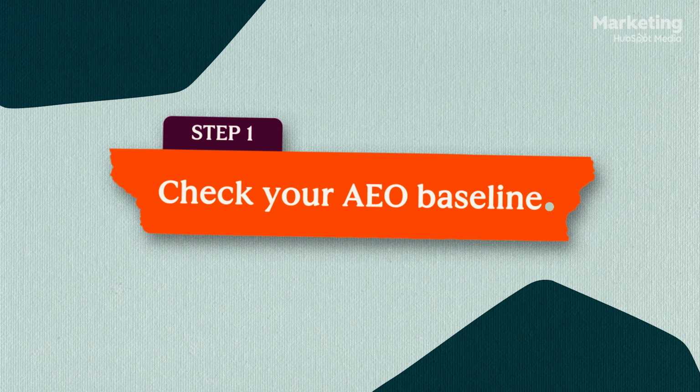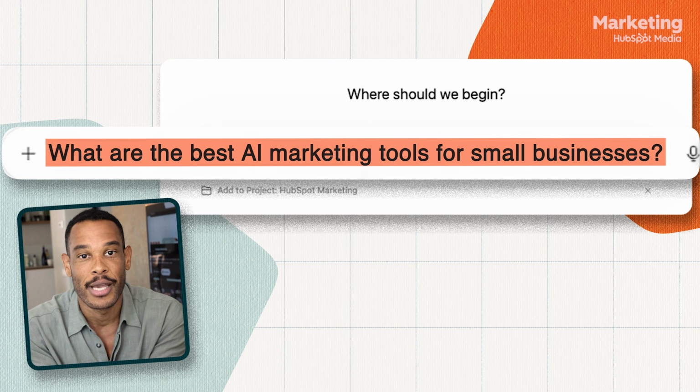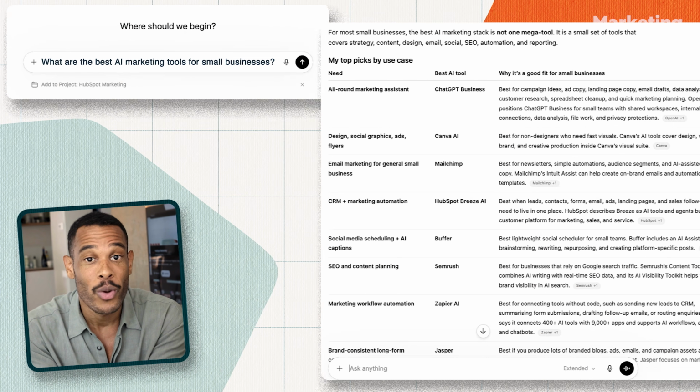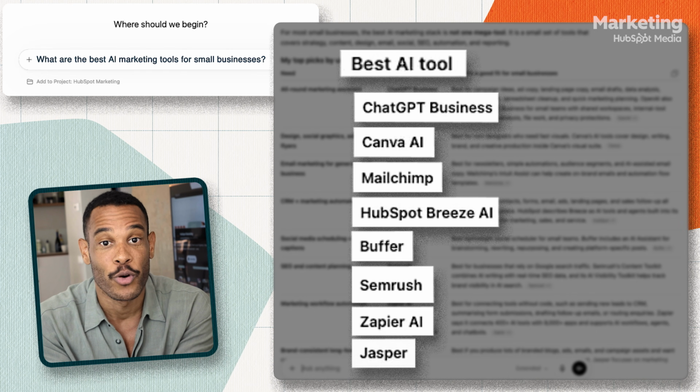Users dismiss it, and you've wasted budget before the campaign even had a chance. Step 1. Check your AEO baseline. Open ChatGPT, type in the questions your customers actually ask before they decide to buy. Note which brands show up in the answers. If yours is not one of them, fixing that is your priority before you spend anything.